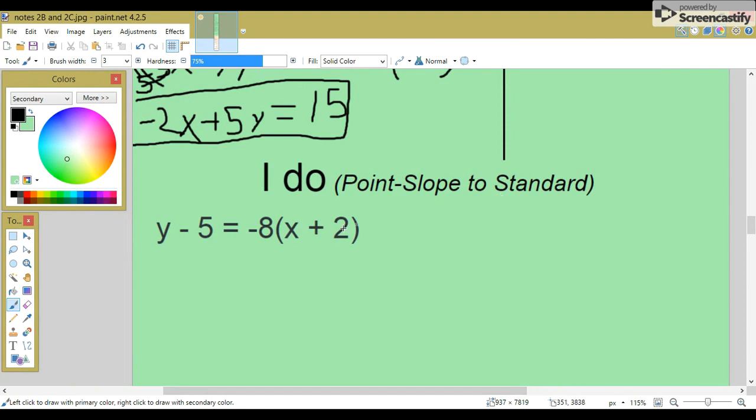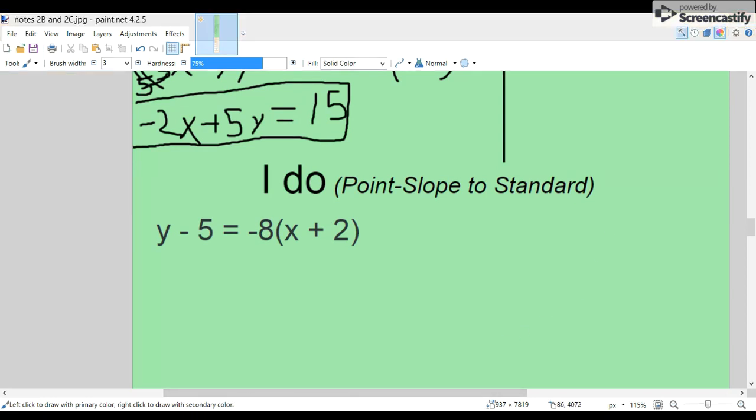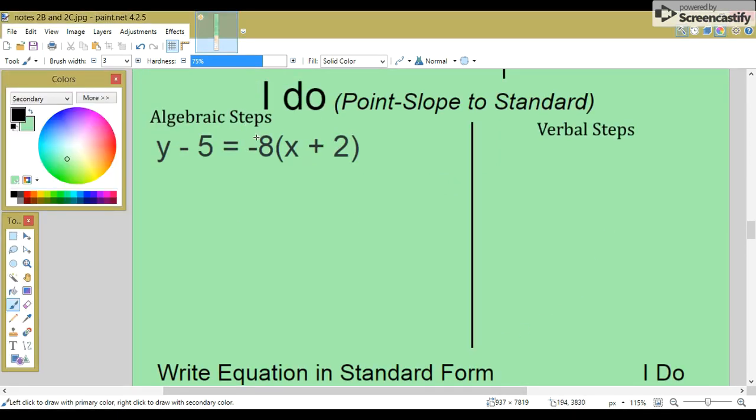Point slope to standard. Y minus 5 equals -8 parentheses x plus 2. So we're going to do the algebraic steps and the verbal steps. Step 1, distribute that -8. Multiply each term inside the parentheses by -8. So we have y minus 5 equals -8 times x is -8x. -8 times +2 is a -16.